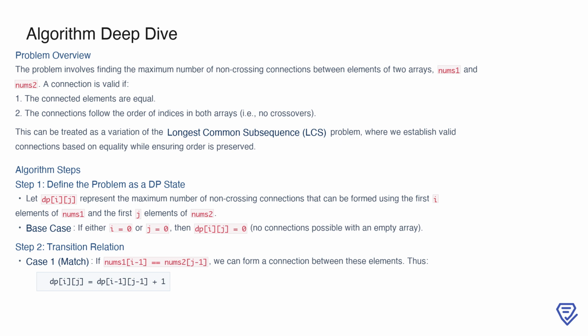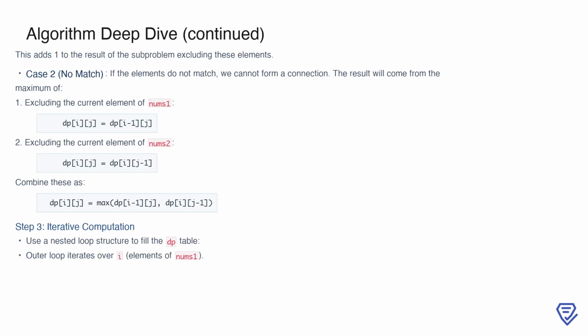The transition relation depends on whether the current elements from nums1 and nums2 match. If they do, we can form a connection and add 1 to the result of the subproblem that excludes these elements, represented as dp[i-1][j-1] plus 1. If the elements at the current indices do not match, we cannot form a connection. In this case, the result will depend on the maximum value obtained by either excluding the current element of nums1 or excluding the current element of nums2. This can be expressed as taking the maximum of dp[i-1][j] and dp[i][j-1].